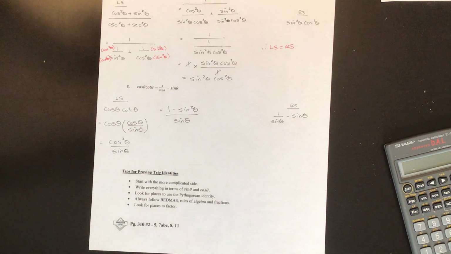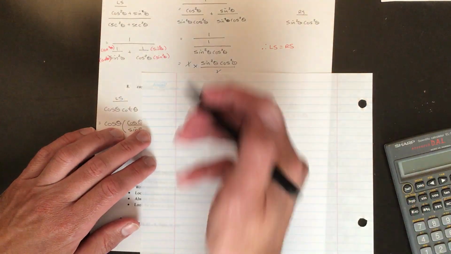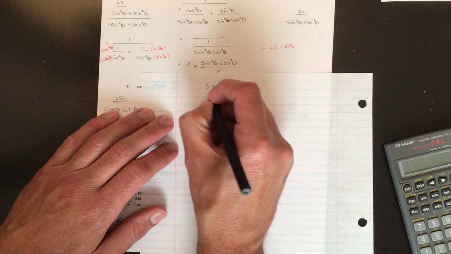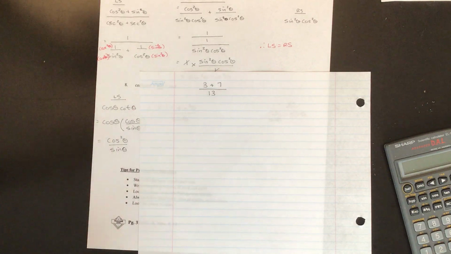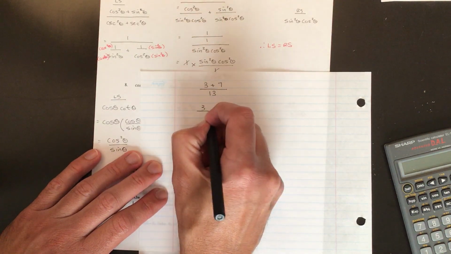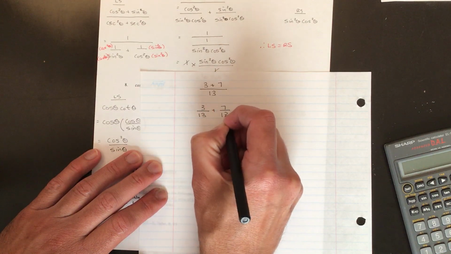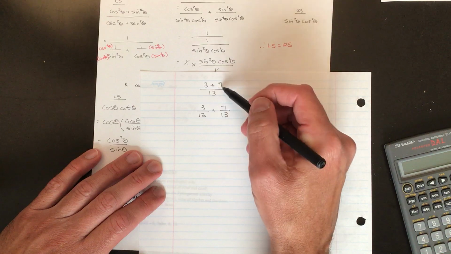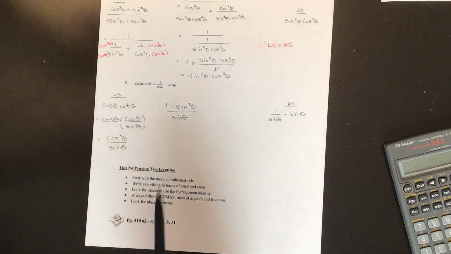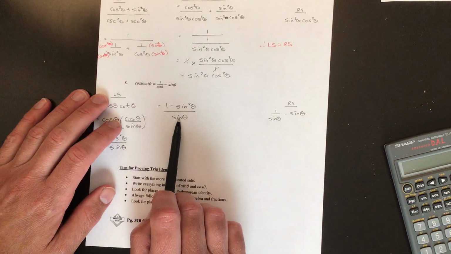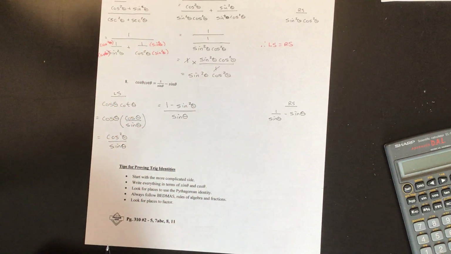So, what if we make that into a fraction? What if I had a fraction that was 3 plus 7, and I made that all over, say, 13? Now, if I separate that, and I make that 3 over 13 plus 7 over 13, nothing's changed, right? This and this still mean the exact same thing. I'm just separating it into two of the same denominator and putting the plus in between. I can do the same thing here. I can take that denominator and work backwards by splitting it apart.